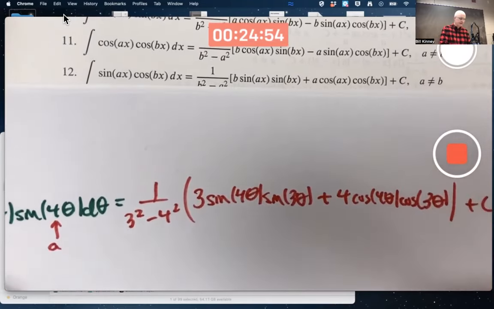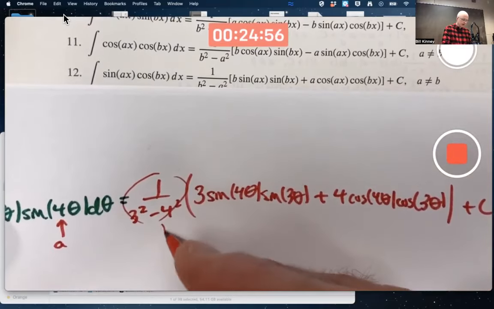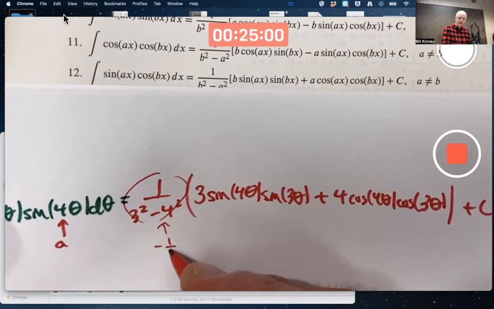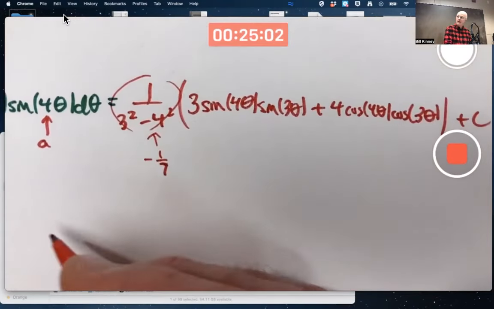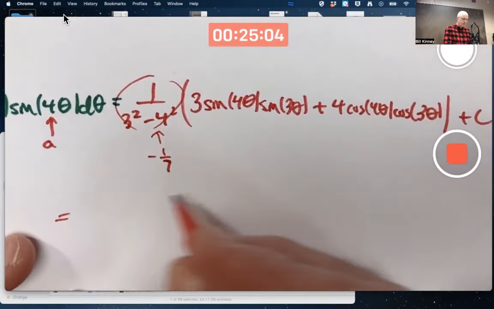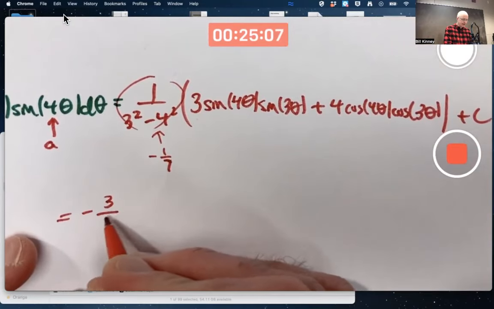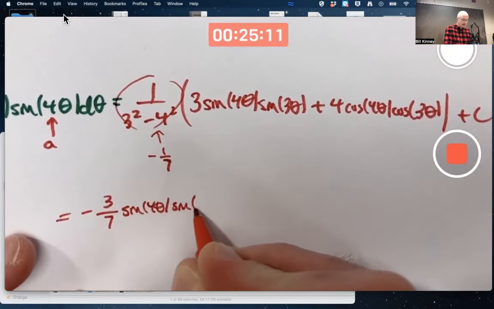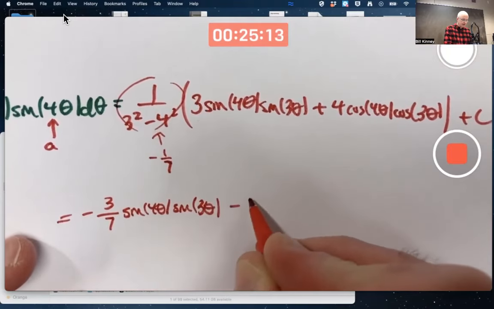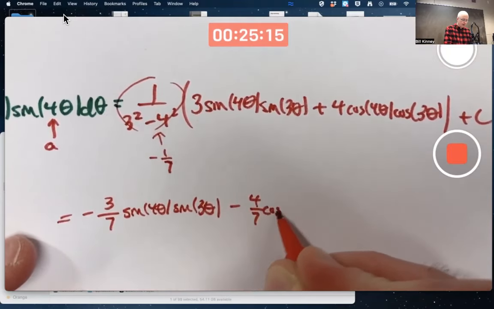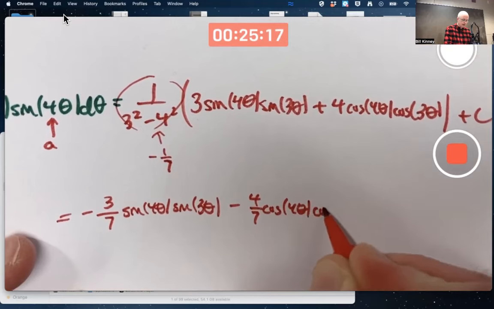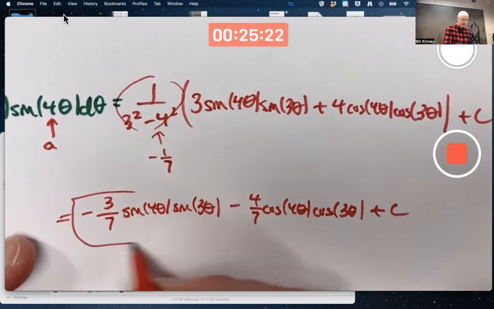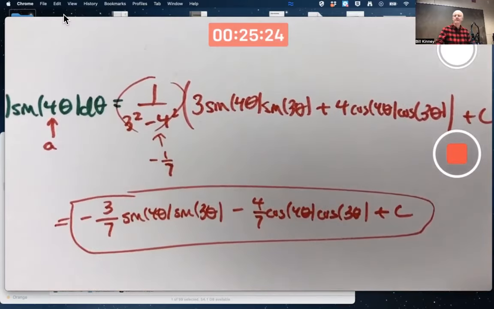Now simplify a little bit. This is the same as 9 minus 16 is negative 7. This is a negative 1/7. So distributing that through, we're going to get negative 3/7 sine 4 theta, sine 3 theta, and then a minus 4/7 cos 4 theta, cos 3 theta, plus c. That's what the table gives you.